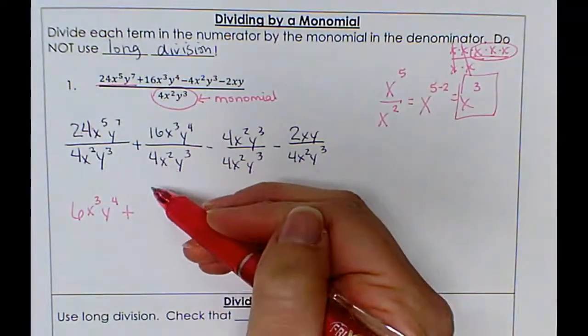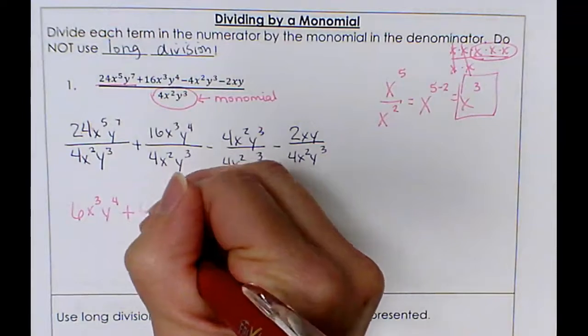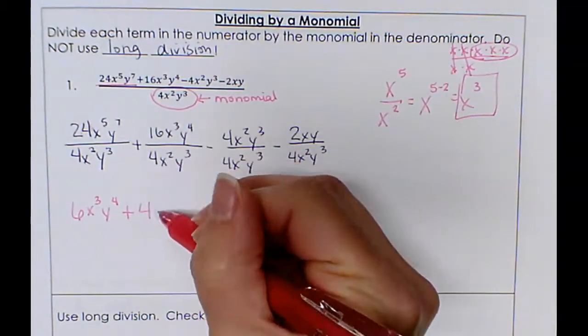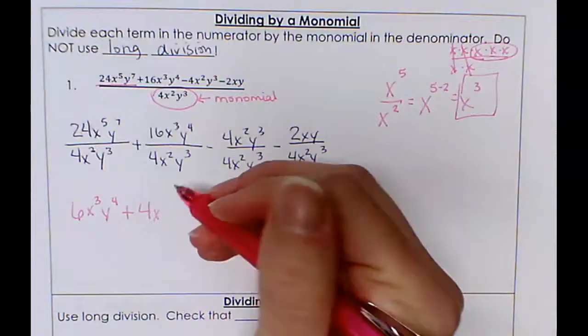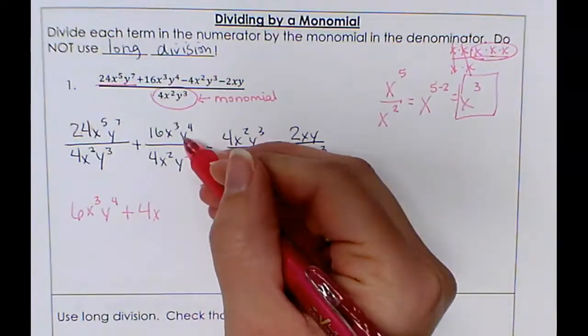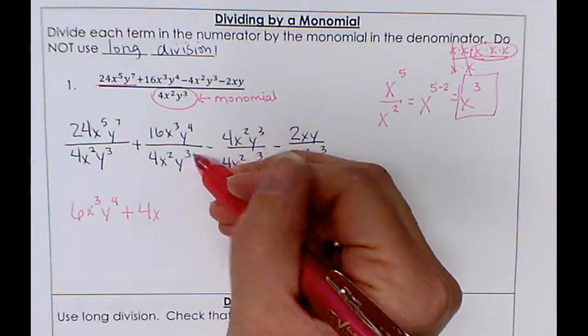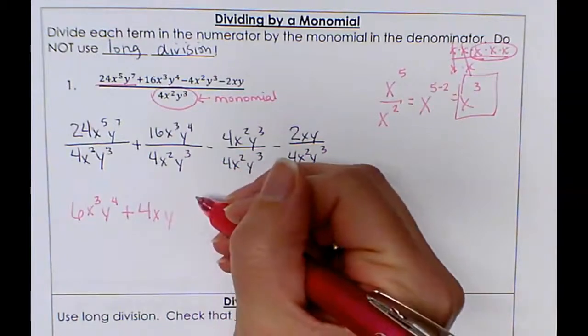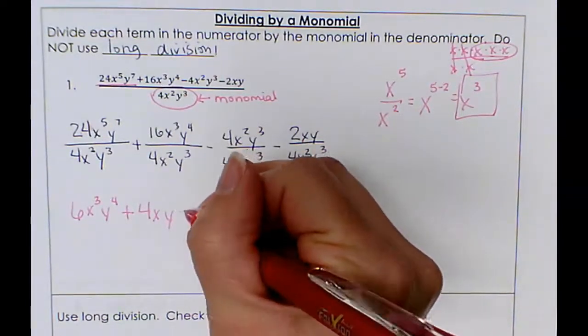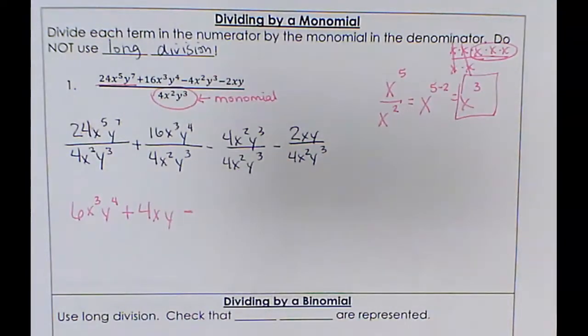16 divided by 4 is 4. X cubed over x squared is x to the power of 3 minus 2, which is 1. I don't even need to write it. And then y to the power of 4 divided by y to the power of 3 is y to the power of 4 minus 3, which is 1 again, and I don't need to write it. Next term, I'd like for you to try out the last two. So pause your video and try to simplify the last two terms.